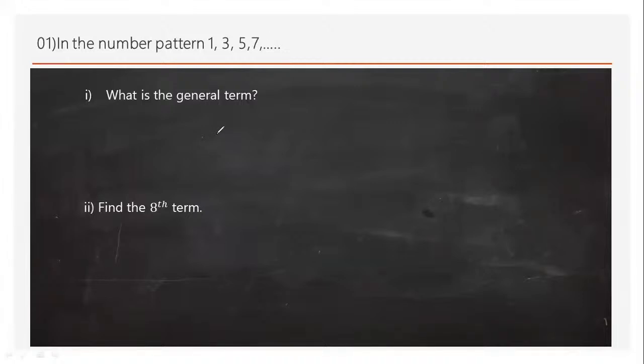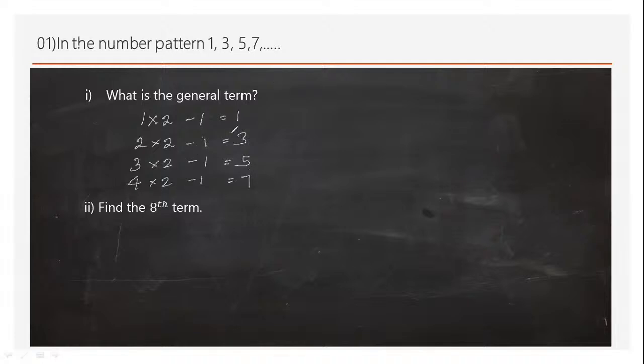Then we can write here. The first term is 1. For the first term we obtain 1 times 2 minus 1 equals 1. Next one, 3: 2 times 2 minus 1 equals 3. Next one is 5: 3 times 2 minus 1 equals 5. 4 times 2 minus 1 equals 7.